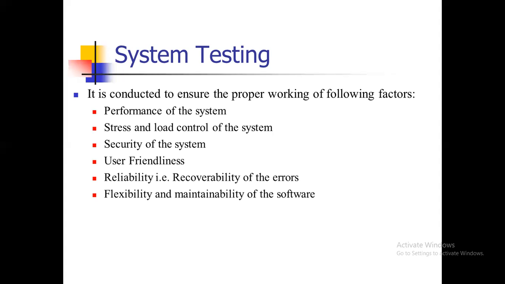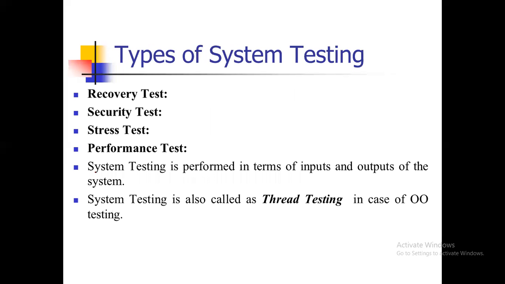Then there are some types of system testing: the recovery test, security test, stress test, and performance test. So these are the types of system testing. Your recovery test means we have to determine how fast the system recovers from a fault. If we are having any fault with the system, in that test we are going to determine how the system is going to recover from those faults.